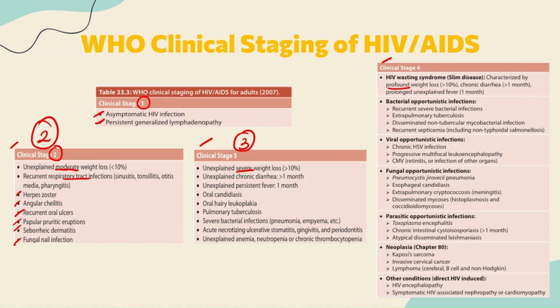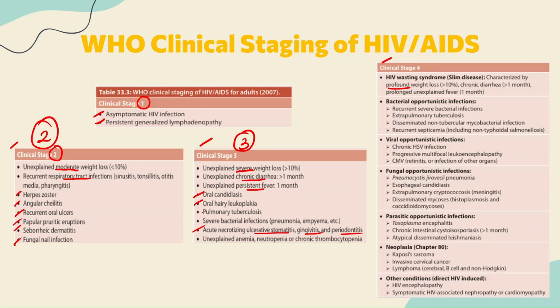First of all, as I said, there is something called severe weight loss of more than 10%. Along with the weight loss, the patient will be presenting with chronic diarrhea for more than 1 month. The patient will also have persistent fever for 1 month. Along with that, the patient may present with oral candidiasis, oral hairy leukoplakia. Can you just pay attention? In stage 3, you are mainly having oral conditions like oral candidiasis, oral leukoplakia. Then there will also be acute necrotizing ulcerative stomatitis, gingivitis, periodontitis. So all these oral conditions can be present.